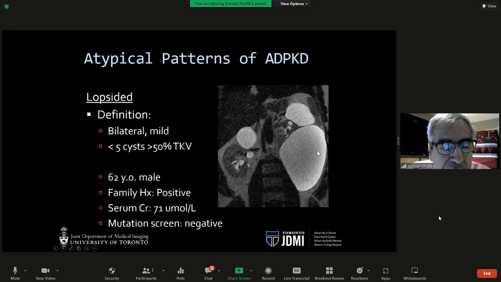So the definition for lopsided is that there are 5 or fewer cysts, and when we calculate the volume of these cysts, that tends to be more than half the total kidney volume. And so this patient might look like they have really enlarged disease, really enlarged kidney volumes, but their renal function tends to be much better preserved.